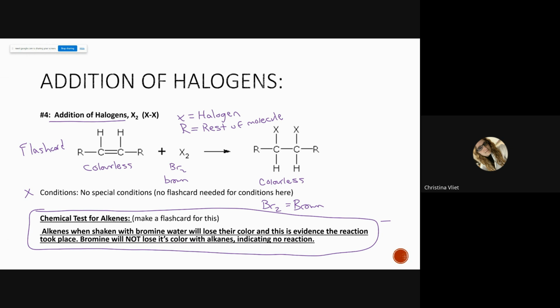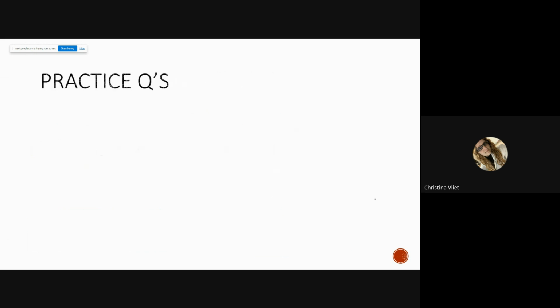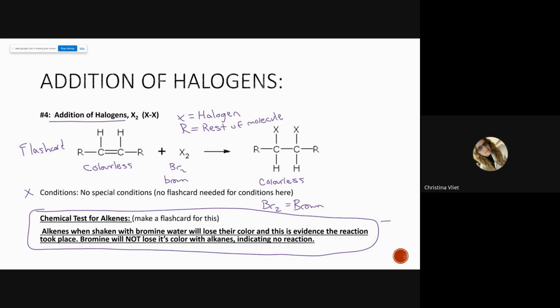That should go on the flashcard. And then you put the information on the back, which basically could be: add bromine to an alkene and the color disappears. Add bromine to an alkane, nothing happens. It stays brown. I'm going to show with the practice questions how that looks. I still see a bunch of you writing, so I'm pausing for a little bit.